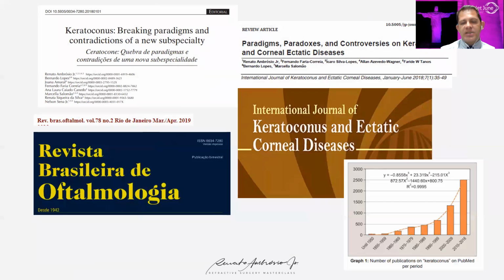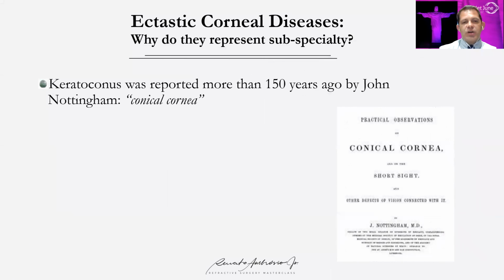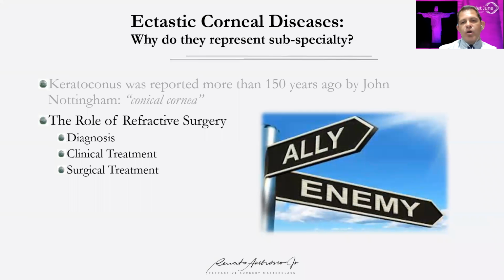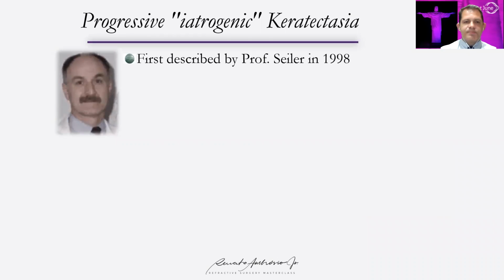The number of publications and the interest in keratoconus have increased tremendously over the last decades, especially when we started with refractive surgery. We know that keratoconus is not a new disease. It has been very well documented even before, but we have the seminal work by John Nottingham, that is probably the first good publication about keratoconus. The role of refractive surgery in the diagnosis and treatment makes for a paradoxical influence: is it an ally or an enemy? Why? Because we have iatrogenic keratectasia. The first description of ectasia, for example, after LASIK, came relatively late, in 1998.